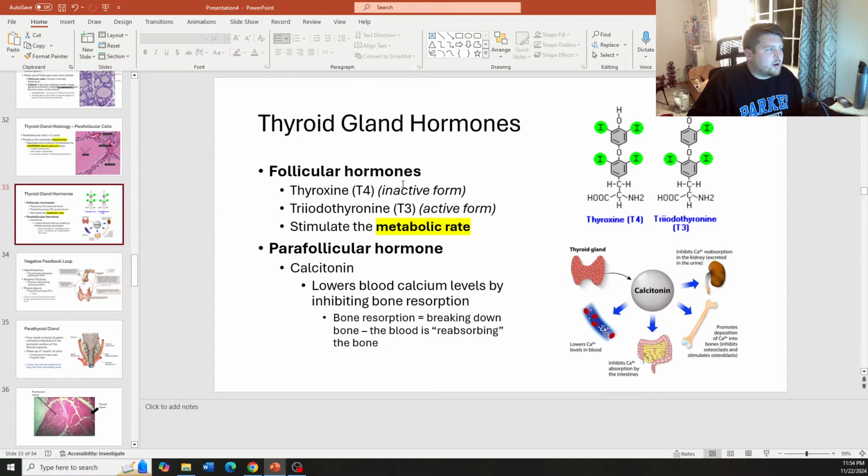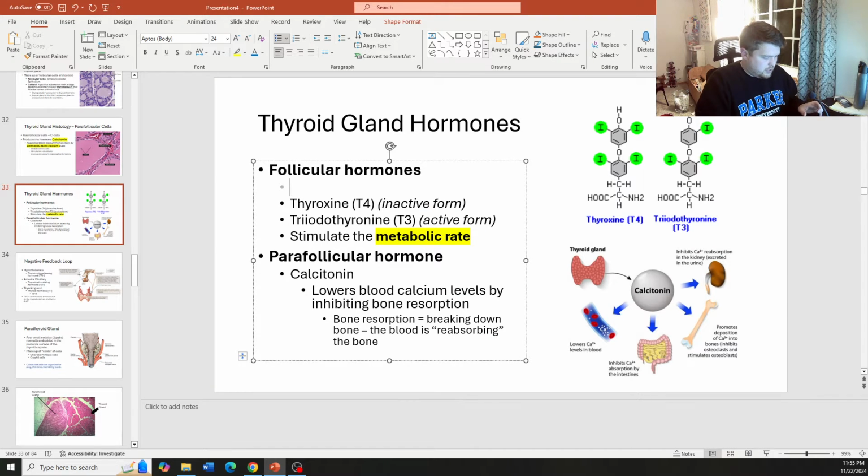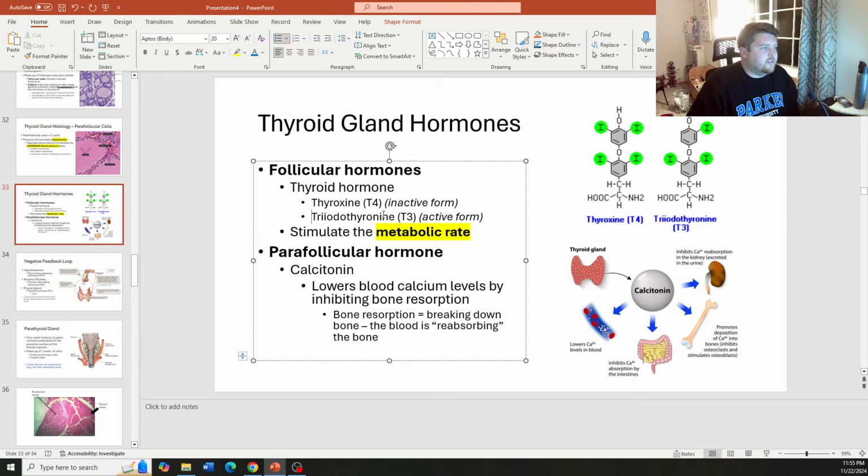The follicular hormones, the thyroid hormones that we make: thyroxine, which is T4, and we make, let me do this. It's thyroid hormone, which comes in a T4 and T3 form. T4, thyroxine, is the inactive form, but makes up 90% of what we make. And then triiodothyronine, T3, is the active form, which is about 10% of what we make.